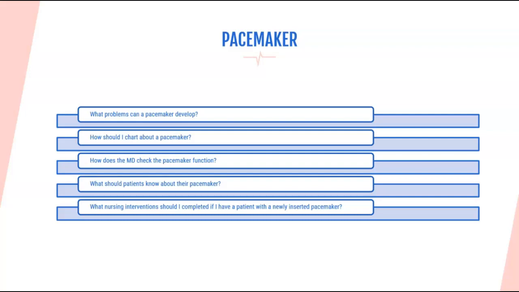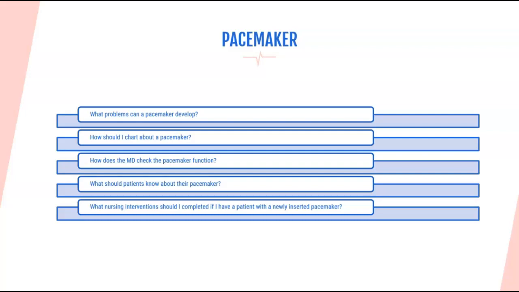How should I chart about pacemakers? You want to list subjective and objective data from the patient. Most patients will carry an ID card that describes their pacer in detail. Ask the patient for this card and write down all of the information. And document any additional information such as continuous cardiac monitoring that you have the patient on, blood pressure, heart rate, pulses.